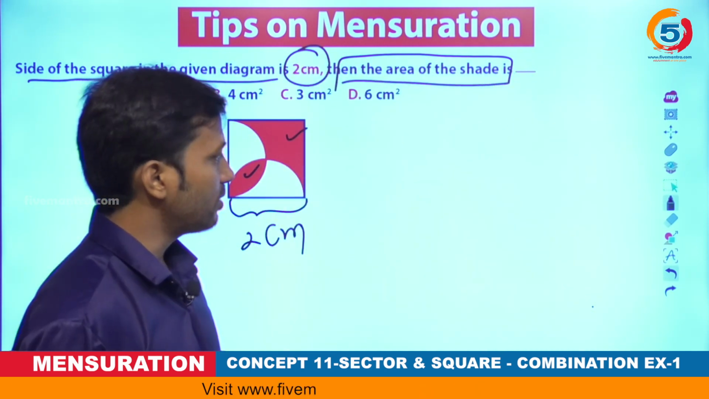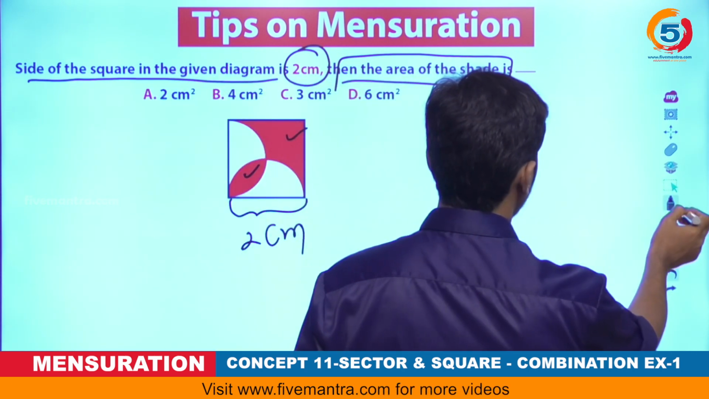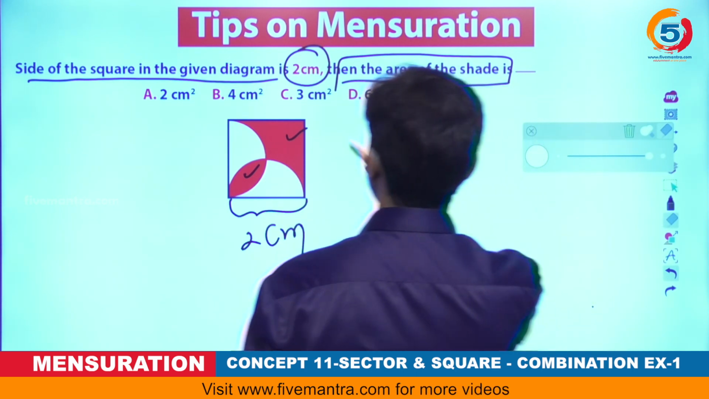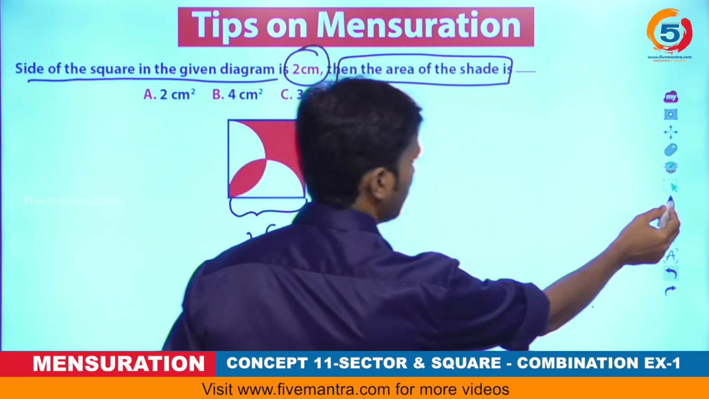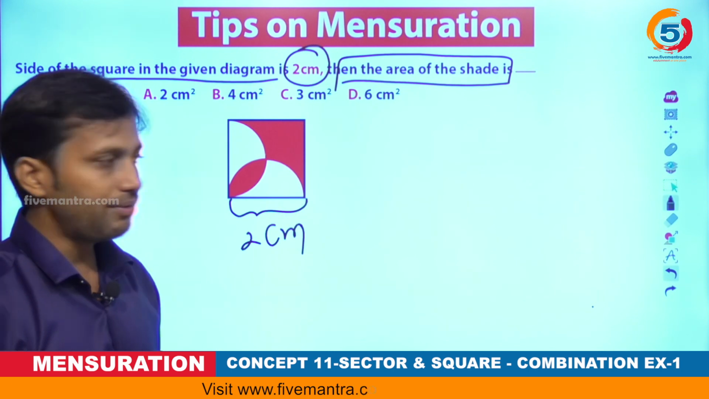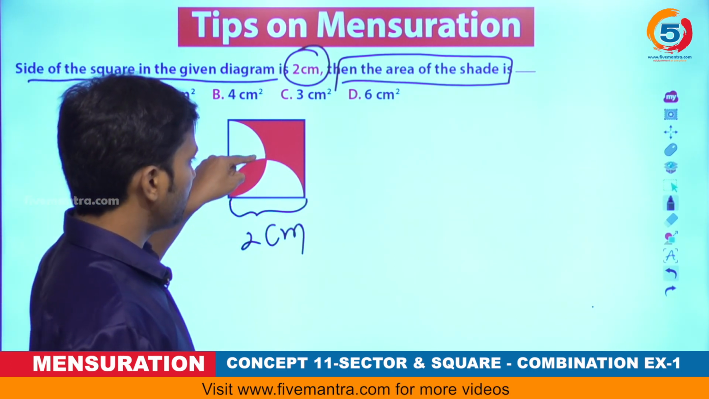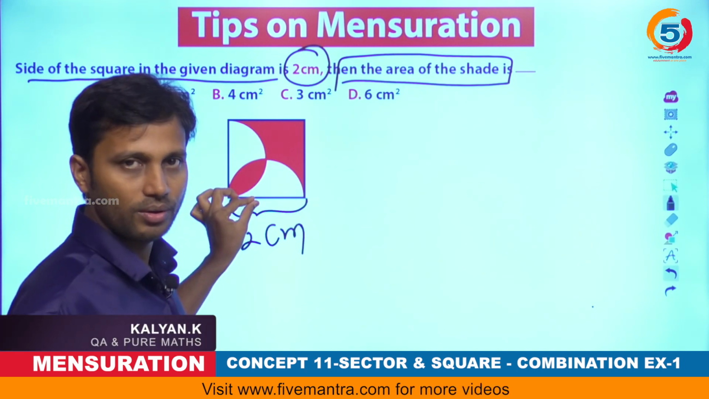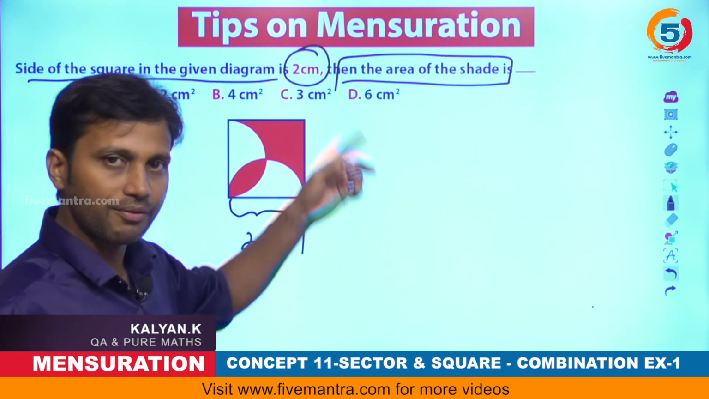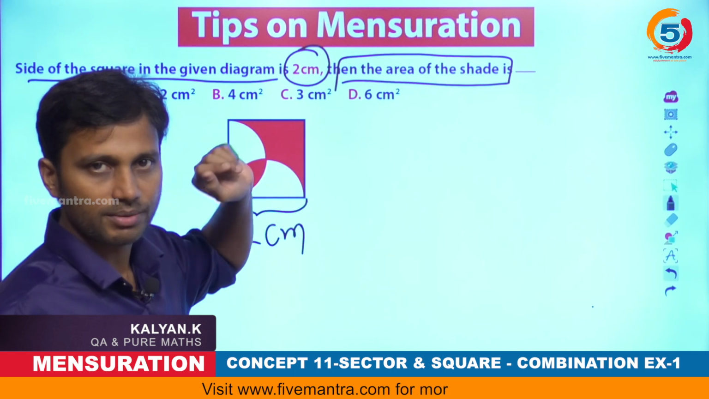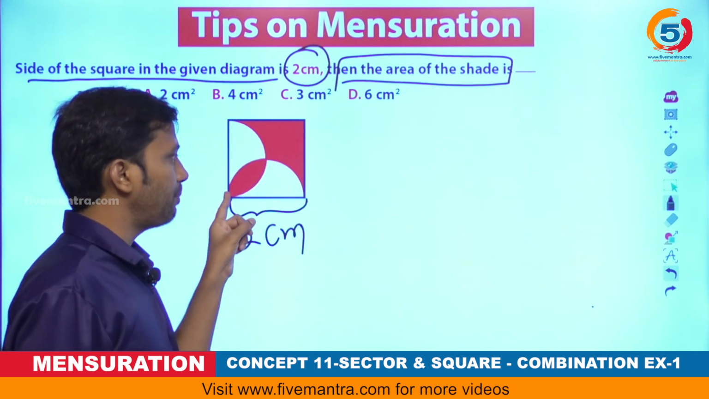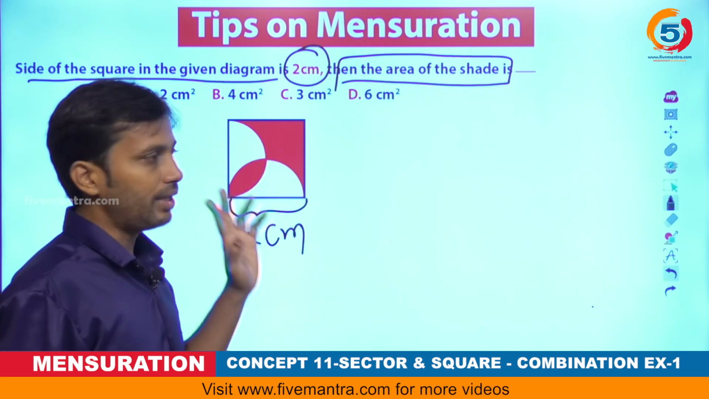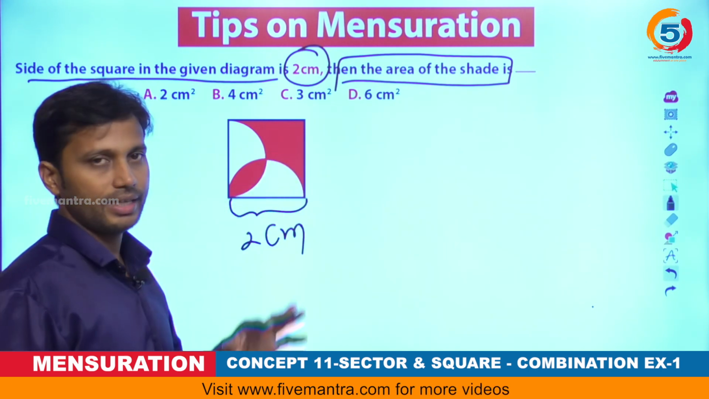But this is not looking like the previous problem, because this shape is somewhat different from before. In the previous case, we had these flower petals, like this shape, 4 petals as given in the previous videos from the basic concept. But now we have given only 1 petal, and the remaining gap is filled with red color. Now we need to find this shade area.